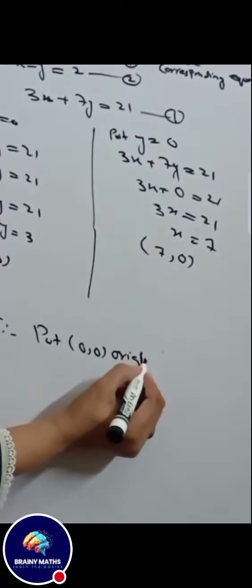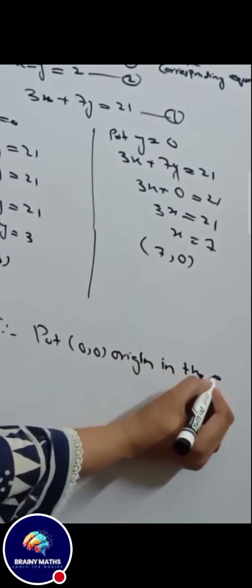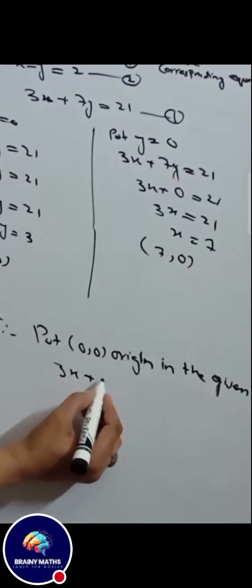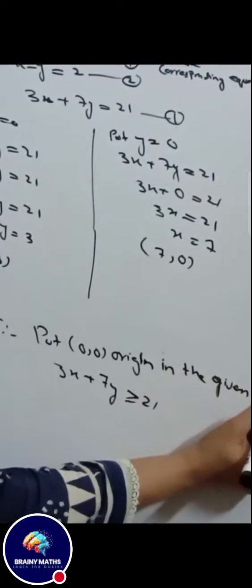And what was that? Put (0, 0), the origin, in the given inequality number 1. What was that? 3x plus 7y equals 21. But what if this is put into the given inequality? First one, 3x plus 7y is greater than or equal to 21. We must write here the given inequality.